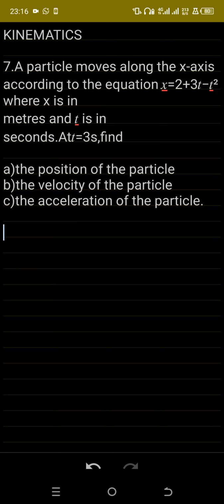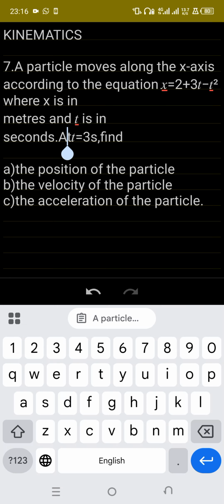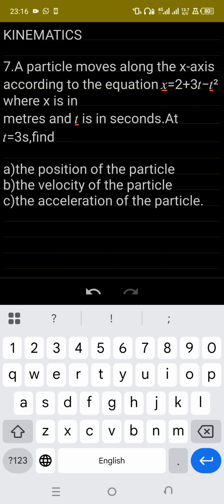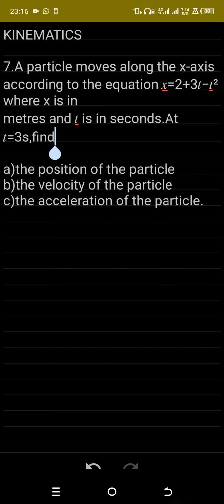At t equals 3 seconds, we already know that the time must be 3 seconds. Find the position of the particle, the velocity of the particle, and the acceleration of the particle.